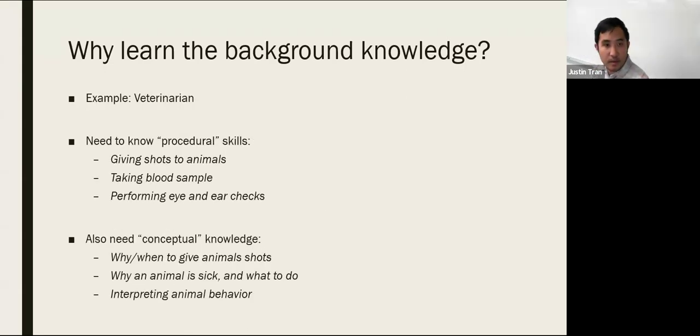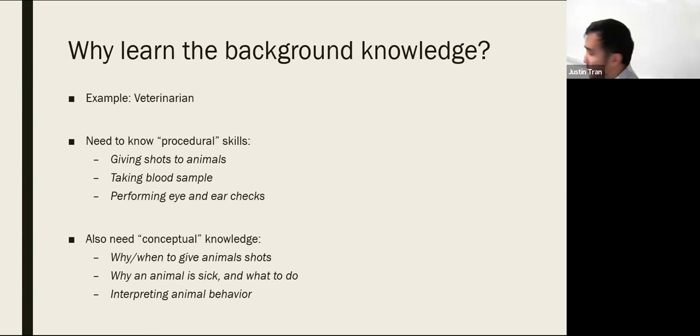Okay, so as an example, take a vet. When you take your pet to the vet, you expect the vet to be able to do what I call procedural skills, things like giving shots to animals, taking blood samples, performing an eye exam. But you also expect them to know conceptual knowledge as well.